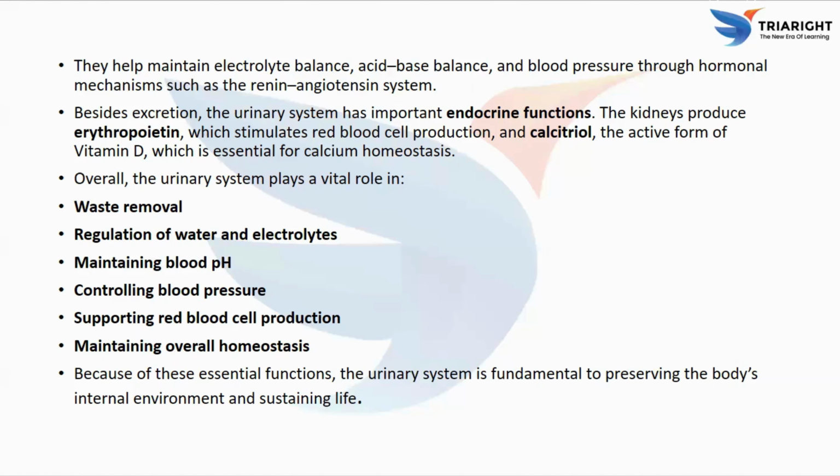So why is the urinary system essential for life? Because it cleans the blood, it regulates the chemicals, it maintains the pH, it controls the blood pressure, it supports the RBC production, it manages the water balance. Without these functions, the body cannot survive. So this is how the urinary system works.